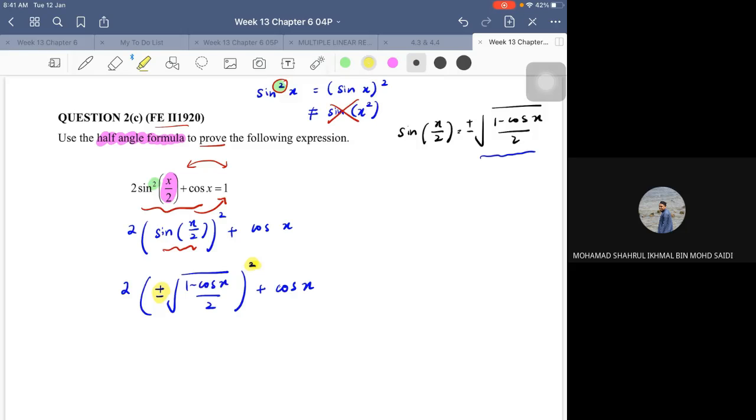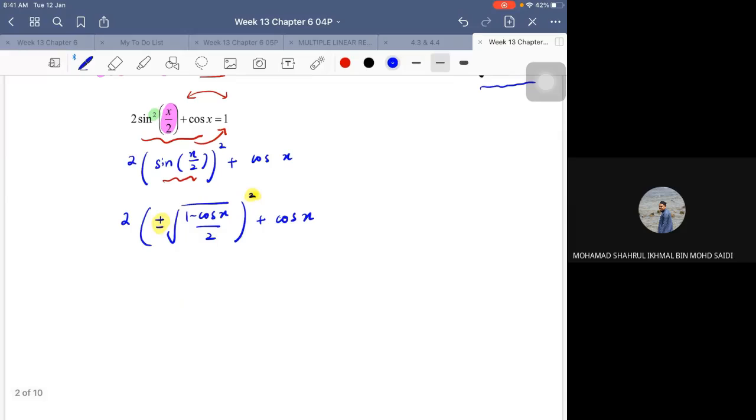So maknanya for this case, apa-apa yang kita buat sebab square tu, walaupun kita ambil tambah ataupun tolak, dia akan dapat jawapan yang sama. So it's going to be the positive part of the function. So ni I boleh tulis dia sebagai 2, and then I'm going to have a square root of 1 tolak cos of x over 2. And this is going to be square plus cos of x. So kita boleh ignore the fact that kita ada positive and negative because of the square.